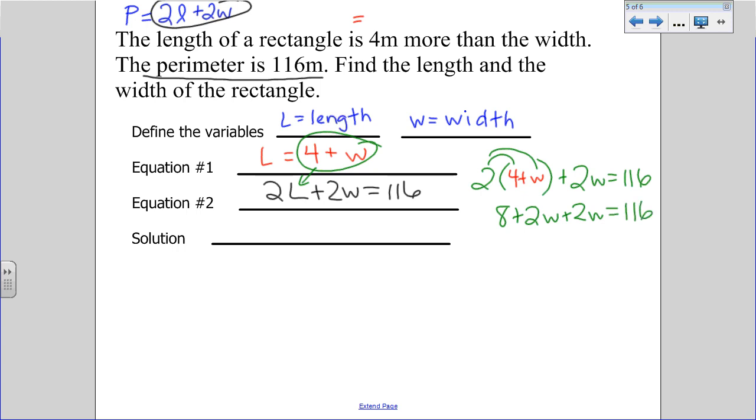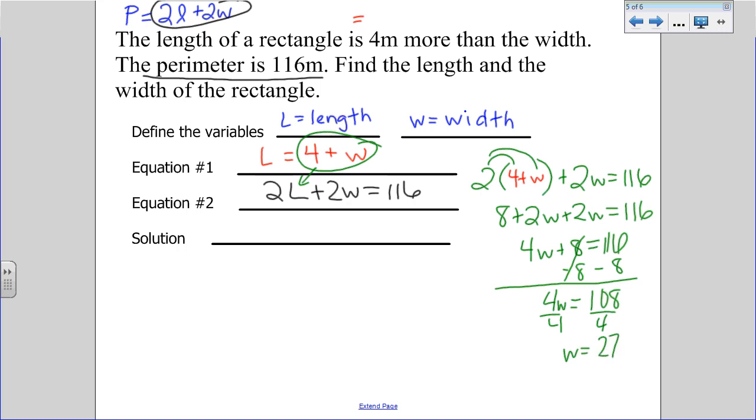You should have some like terms to combine because you should be combining those variables. So 4W plus 8 is equal to 116. Minus 8 from each side. And I would hope at this point some of you are ahead of me in the game. We should have 108. Is it 27? Yep. All right, W is equal to 27.